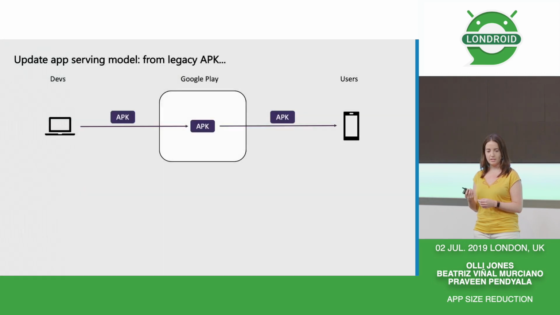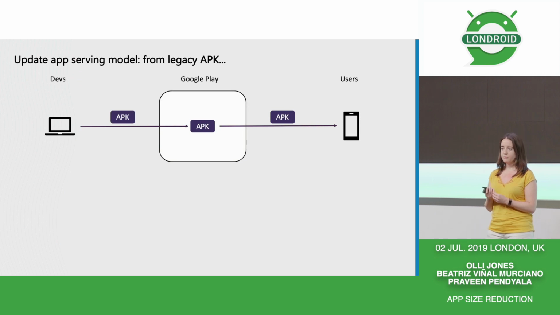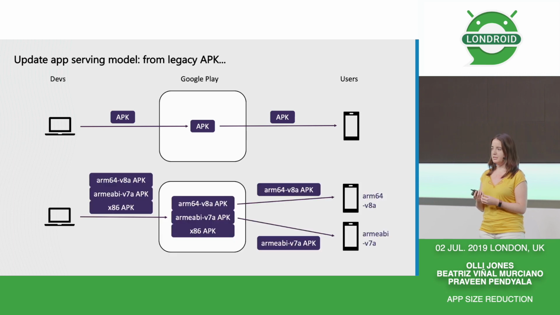So dynamic delivery is the new app serving model from Google Play. Before that, the easiest way to distribute an app was to create an APK that contained all the resources that any user might need. Developers build one APK with everything, put that on Google Play, and then that goes to all users. So every single device has a lot of stuff that it's not going to use because it's not applicable for that device.